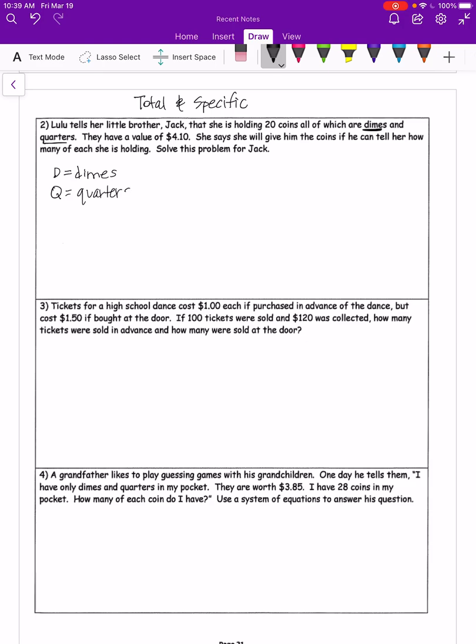Okay. Next, like I said, this is a total and a specific. So total, I'm just looking for a total amount. And it says she's holding 20 coins, which are dimes and quarters. So that's what I'm going to use for total. So that means I have dimes plus quarters, and altogether I have 20. So there's my total, just 20 plain dimes and quarters.